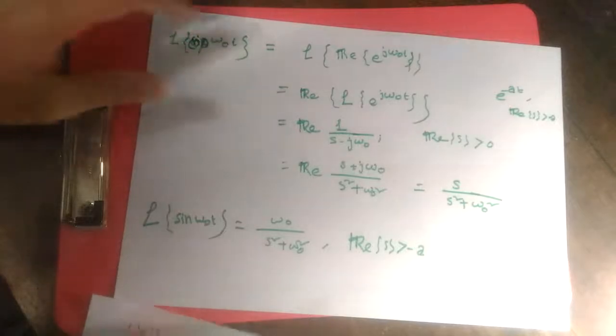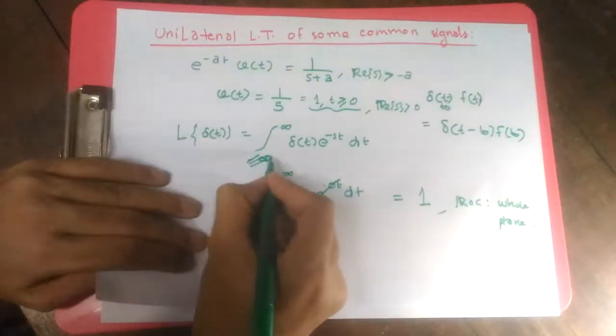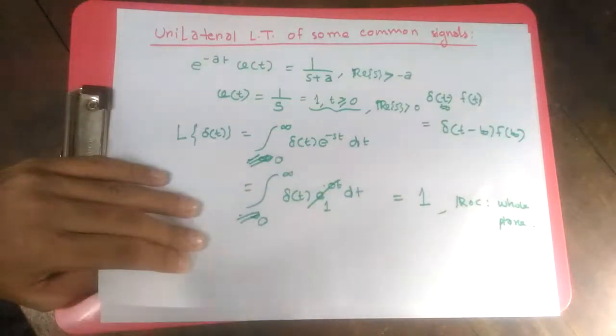Alright, so we are almost done. Almost all the signals are done. Now the last signal we want the Laplace transformation of is t to the power n. Again, by Laplace transformation, I mean the unilateral Laplace transformation. Alright, and there is a mistake. There should have been 0 here because we are doing the unilateral Laplace transformation. We want to derive for delta.